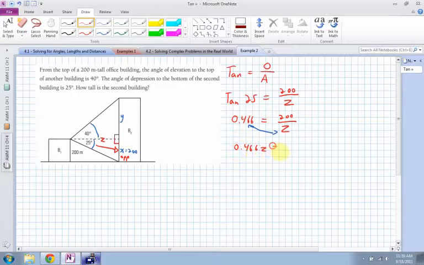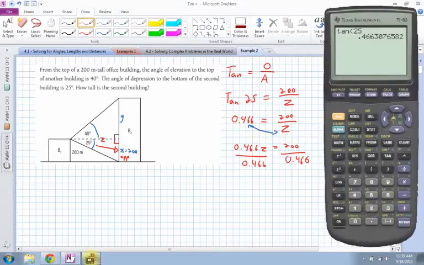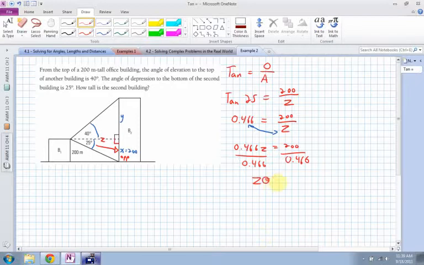0.466z equals 200, because when I multiply by z on this side, the z goes away. And then I can see clearly, okay, I need to divide by 0.466. But it's the same thing as switching the places of z and 0.466. That's just kind of a fast method that I do, and I don't have to go through this. So 200 divided by 0.466 is equal to 429. So z is equal to 429 meters.